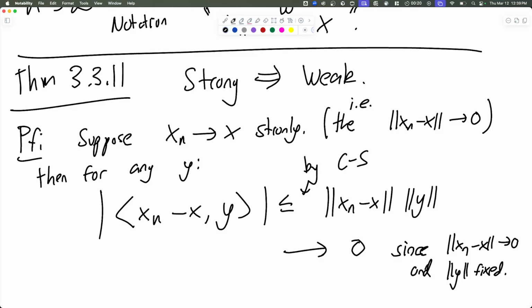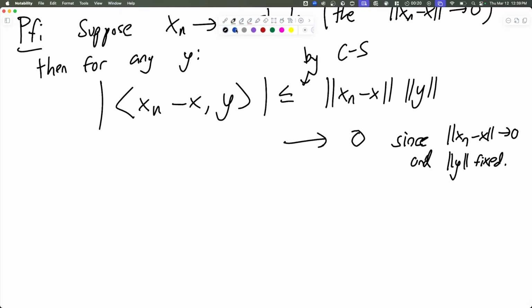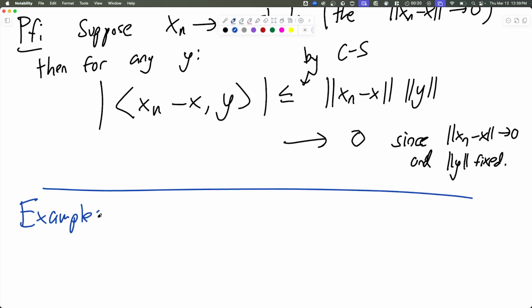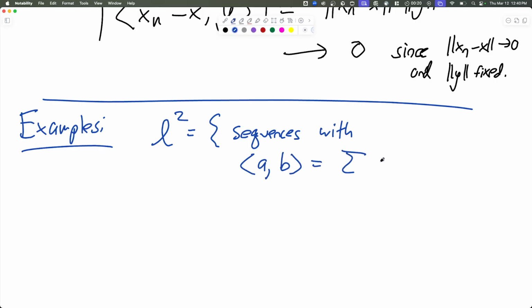There are some more crazy theorems about strong and weak convergence, but I want to give you some examples now, because otherwise you can't understand what this kind of thing is. So that's what I'm going to do now. Examples. And this will harken back to our chapter 1 days. Let's look at the space little L2, which is sequences, with the inner product of A and B being the infinite sum of AI times BI, right? That's the space little L2.